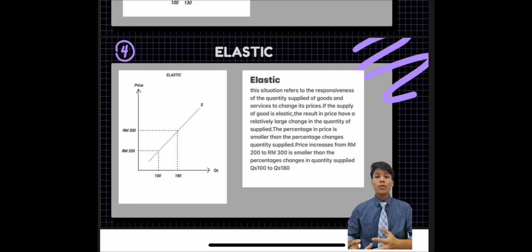If the supply of goods is elastic, a change in price results in a relatively large change in the quantity supplied. The percentage change in price is smaller than the percentage change in quantity supplied. As you can see, the price increase from 200 to 300 is smaller in percentage than the change in quantity supplied. This situation refers to the responsiveness of the quantity supplied of goods and services to a change in its price.